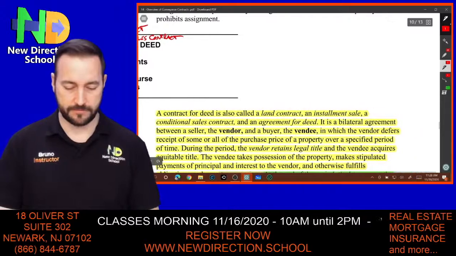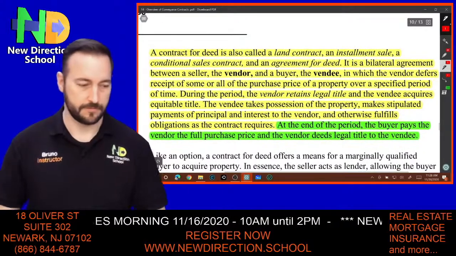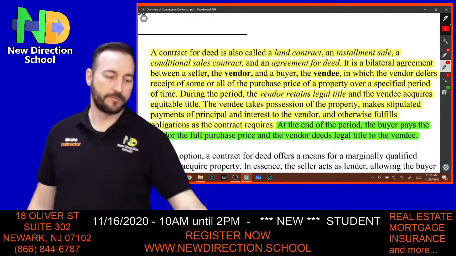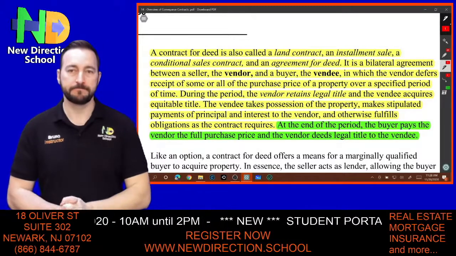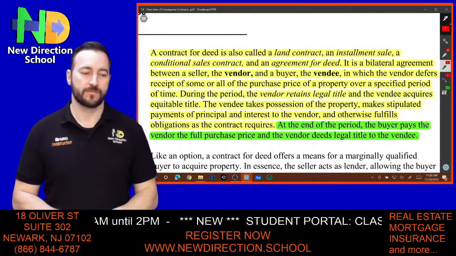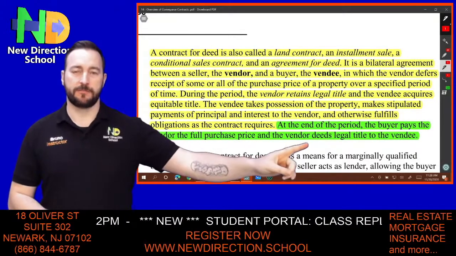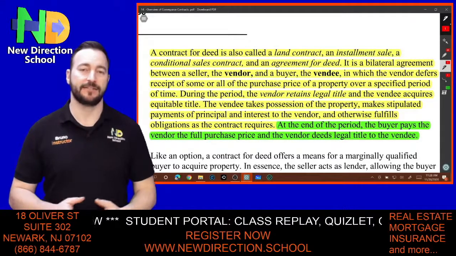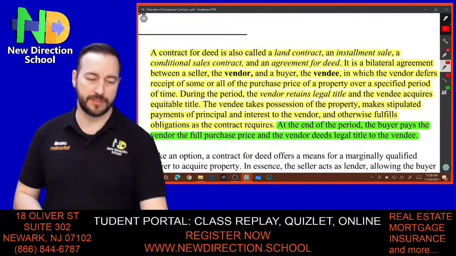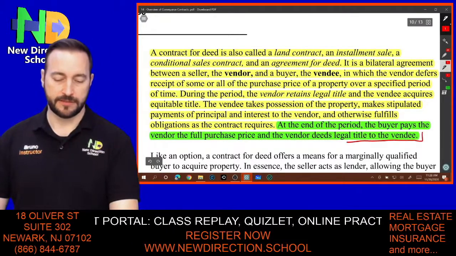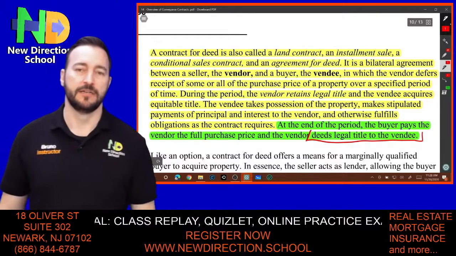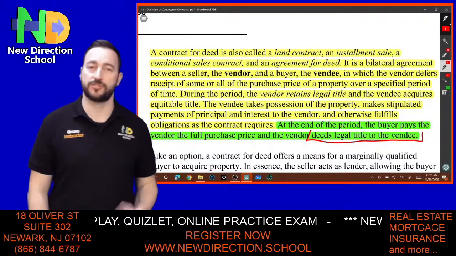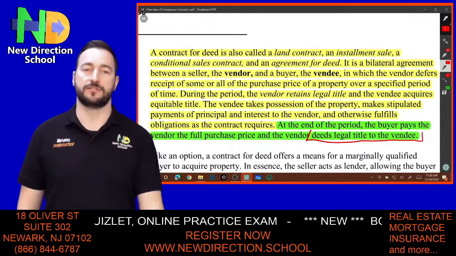Any questions here? I just explained all this. This is the part you need to remember. At the end of the period, the buyer pays the vendor the full purchase price, and the vendor deeds the title to the vendee. So after 10, 20, 30 years, whenever we finish paying it off, just like with the car, that's when the title is released to your name.